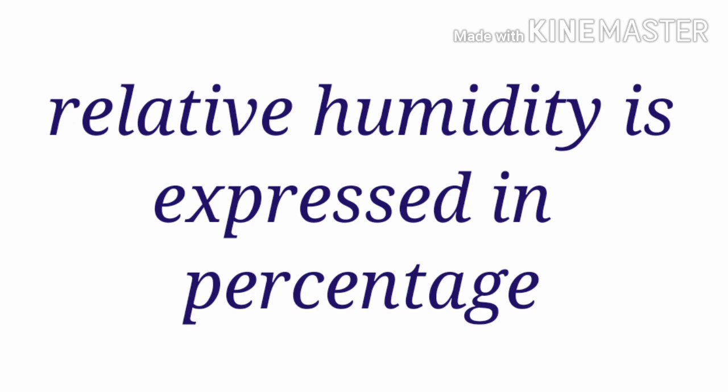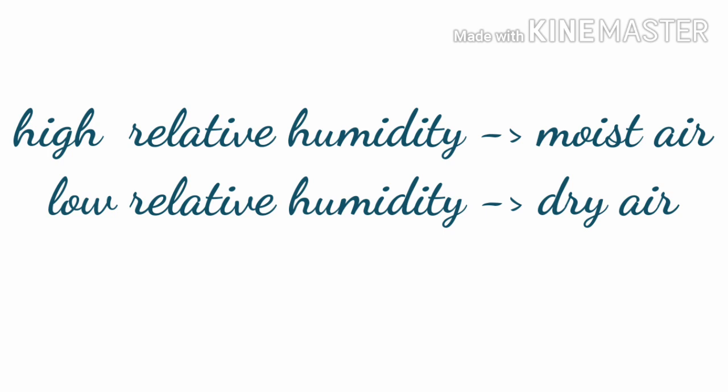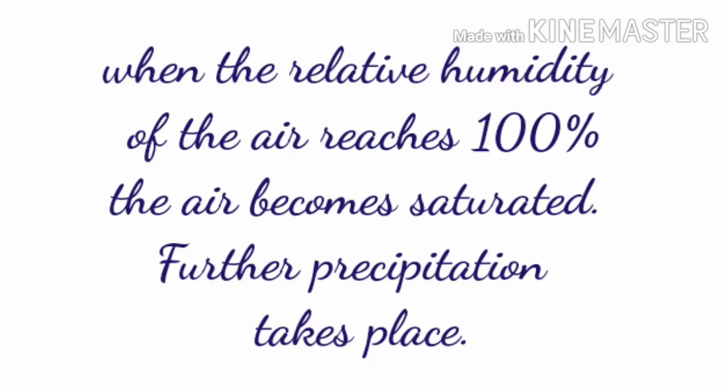Relative humidity can be changed by increasing the amount of evaporation and changing the temperature of the given volume of air. A high relative humidity means the air is moist. Low relative humidity means the air is dry. When the relative humidity of the air reaches 100%, the air becomes saturated. That means air carries its maximum capacity of water vapor. The next stage is precipitation.